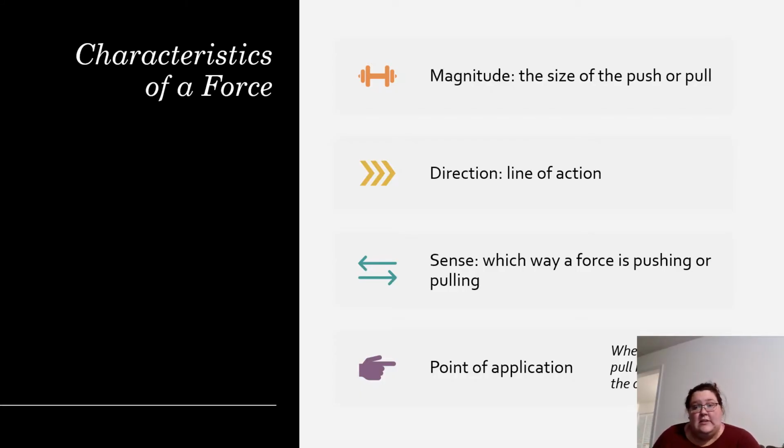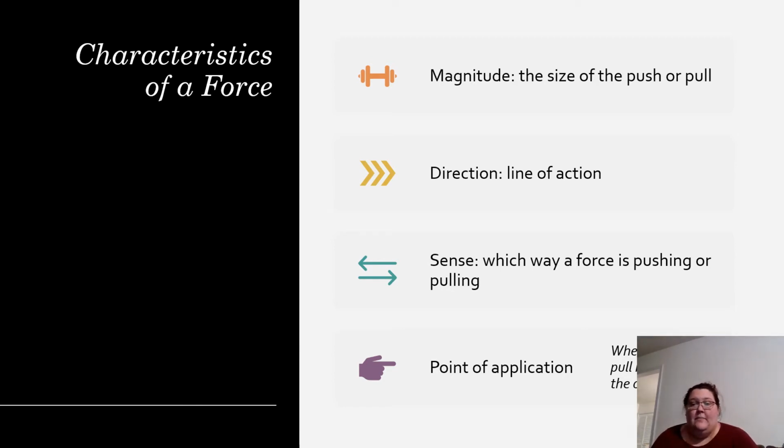So, characteristics of force. First, all forces are going to have a magnitude. This is the size of the push or the pull force that is occurring. Next, it is going to have a direction. This is the line of action in which this force occurs. There's also going to be sense. This is the way in which the force is pushing or pulling. And then there's going to be a point of application. This is where the force is actually coming in contact with whichever object is being used.